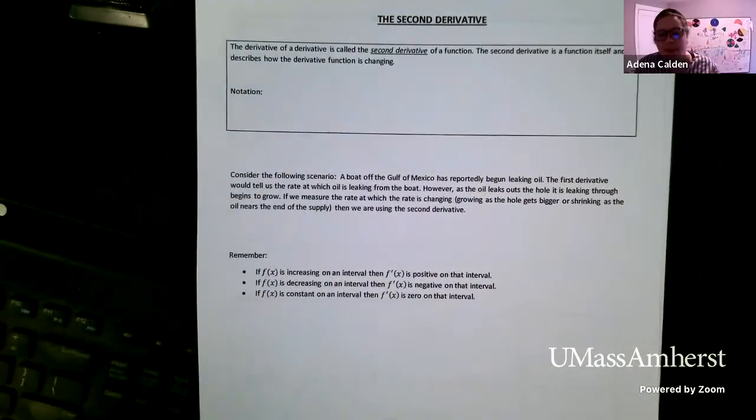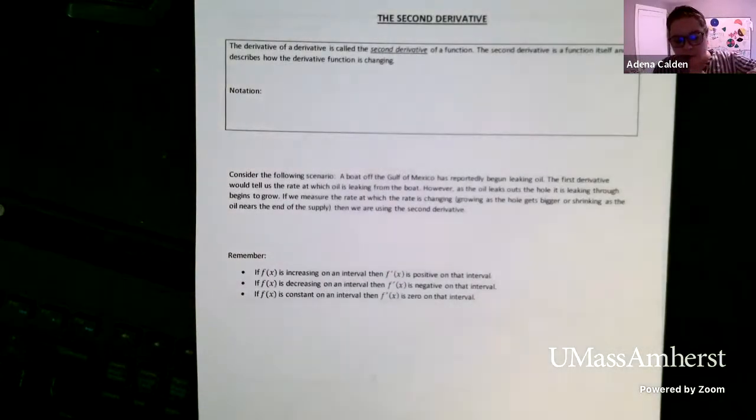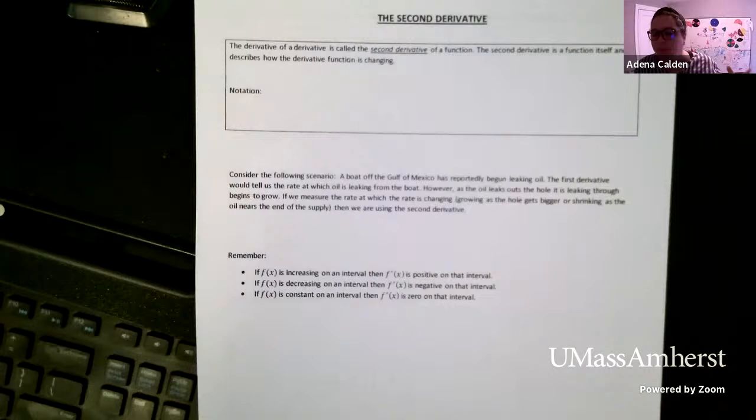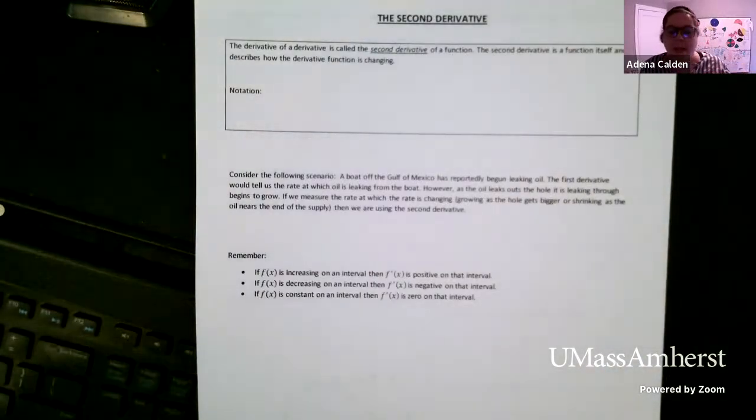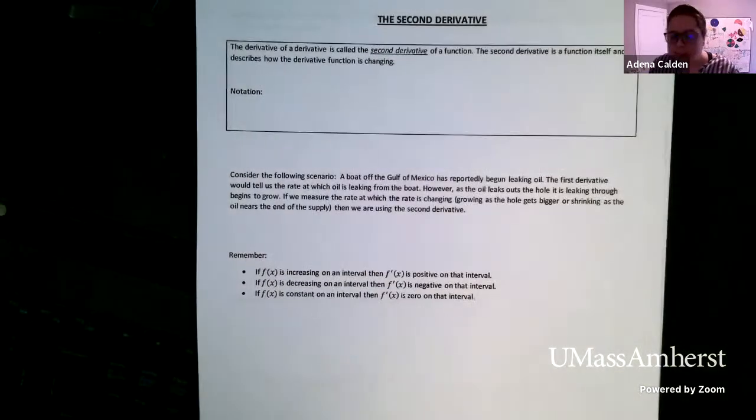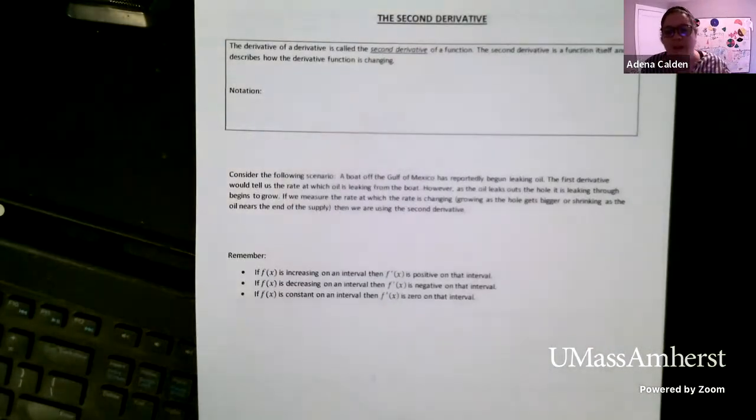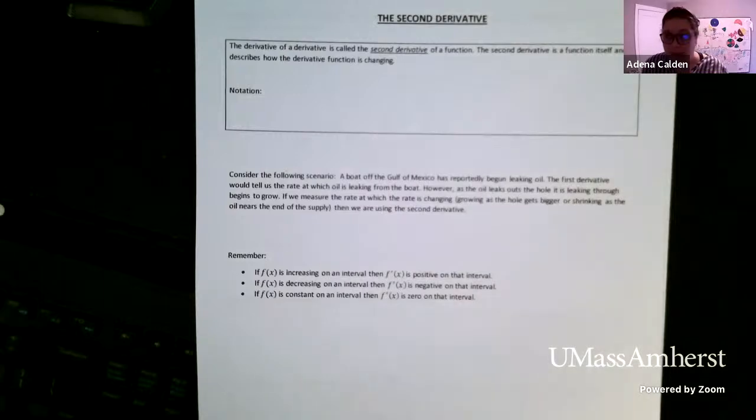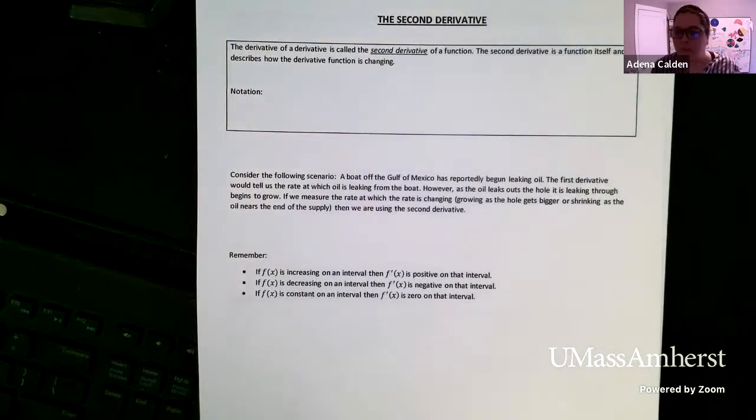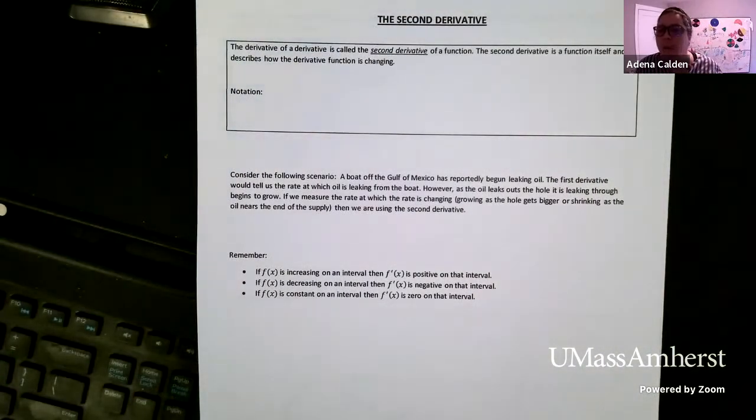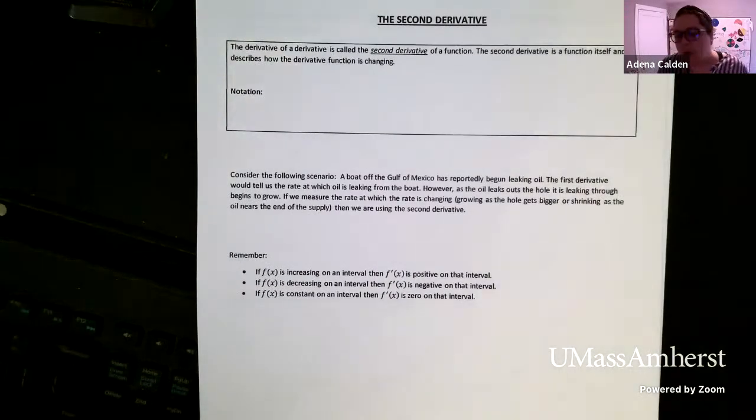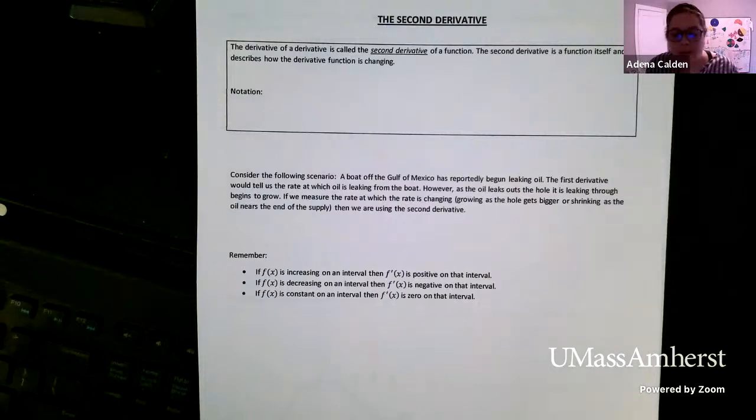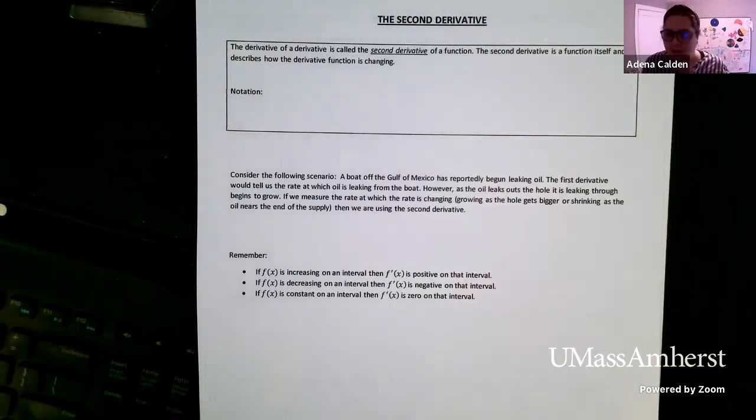And that was important because knowing both the first derivative, the rate that the oil was coming out, as well as the second derivative, how quickly the rate was increasing, allowed environmentalists and people dealing with the situation to have a better understanding of how long it would take until the entire boat was empty, the timeline of what they were working against to try to minimize the environmental impact. So that's just one example of a second derivative where that calculation was really important in that context.